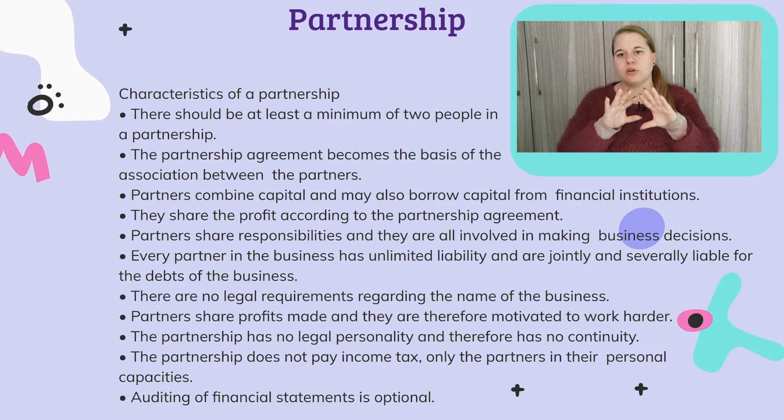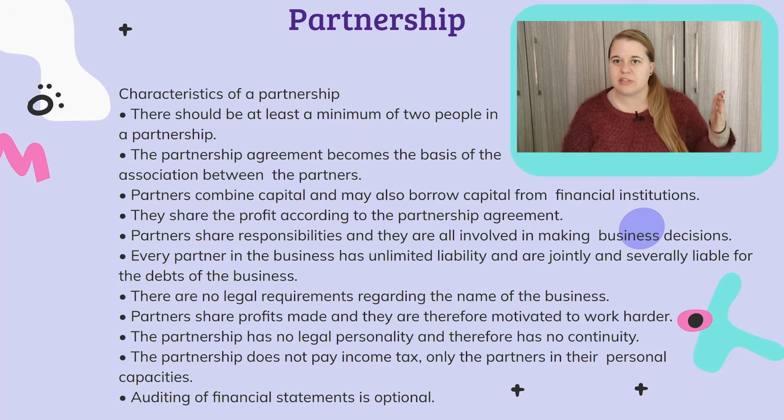Let's say there's 2 people. Are we going to split it 50-50 with the profits and the losses? Are we going to split it 30-70, 40-60? You get the gist of it. So that's the agreement that we're talking about. So the basis of the partnership is based on that agreement and what we have agreed to already. Partners combine capital and may also borrow capital from financial institutions. They share the profit according to the partnership agreement. That's one I explained with the different ratios.